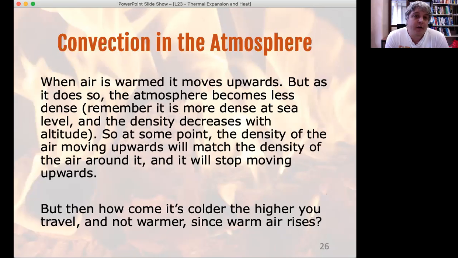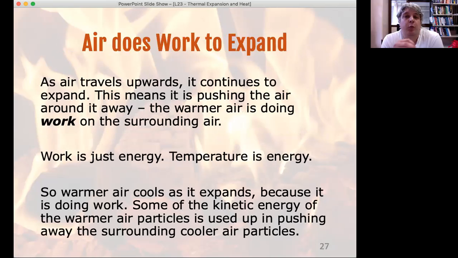There is a little question, though, that often arises about air and heat, hot air rising. If hot air rises, how come the upper atmosphere is colder, right? As air rises, as it goes higher up the atmosphere, remember that the atmosphere becomes less dense. So at some point, the density of air moving upwards will match the density of the air around it, and it will stop moving upwards. But that doesn't explain why it's colder. It explains why it's not permanently moving upwards, but it doesn't explain why it's colder up there instead of hotter. And the answer is that it does work to expand.